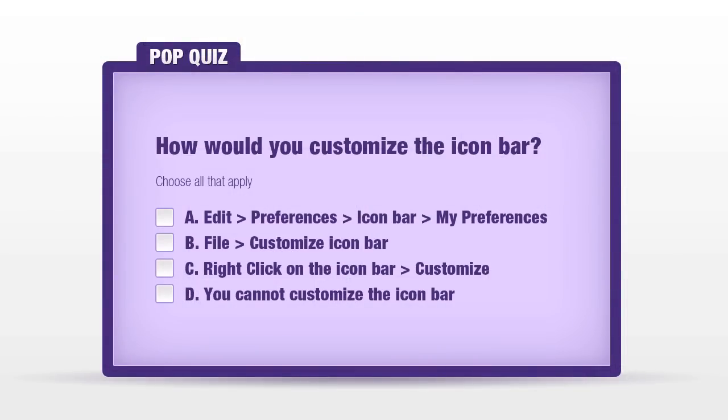Now it's time for a pop quiz. How would you customize the icon bar? A, Edit, Preferences, Icon Bar, My Preferences. B, File, Customize Icon Bar. C, right click on the icon bar, Customize. Or D, you cannot customize the icon bar.